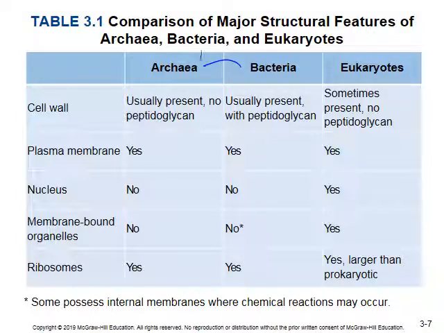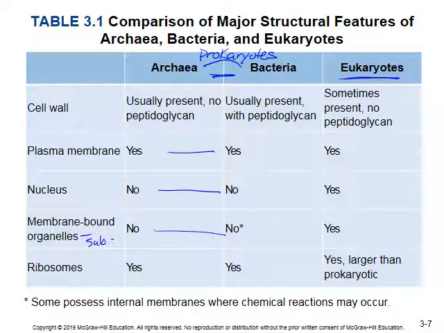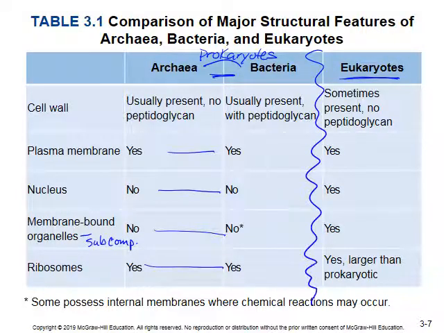So remember, these two are prokaryotes, and then we have our eukaryote. So what's the difference, or what's the similarity between these two? Do both archaea and bacteria have a plasma membrane? Yes. Do they have a nucleus? No. Do they have organelles? And organelles are subcompartments, and we'll see this when we look at eukaryotes. No. Do they have ribosomes? Yes. So just as an added thought, we haven't talked about prokaryotes in great detail, but you can see some of the similarities here.